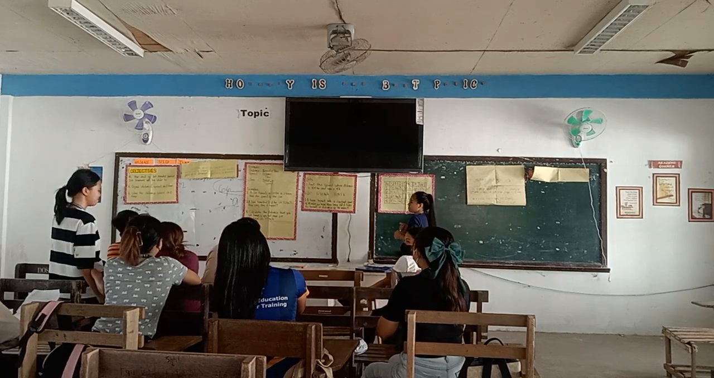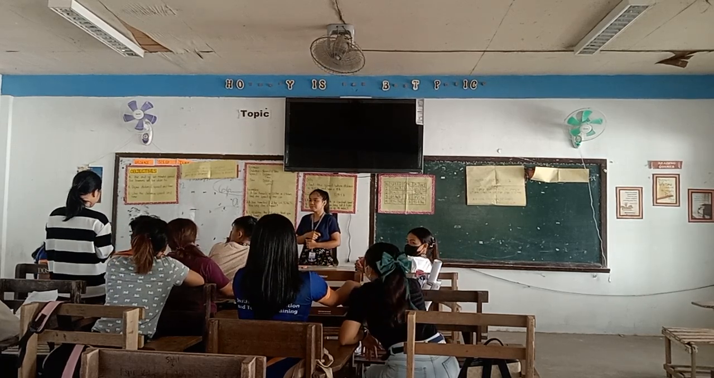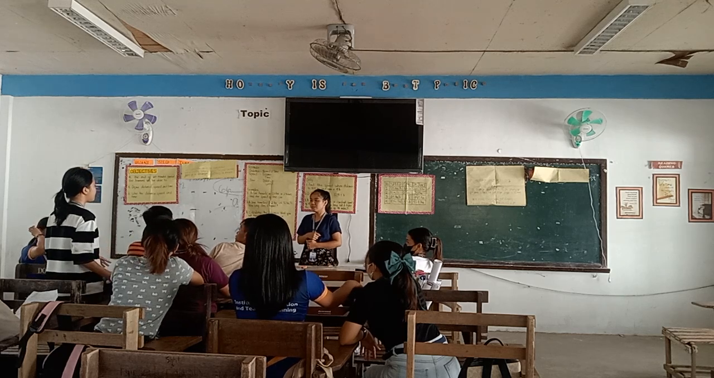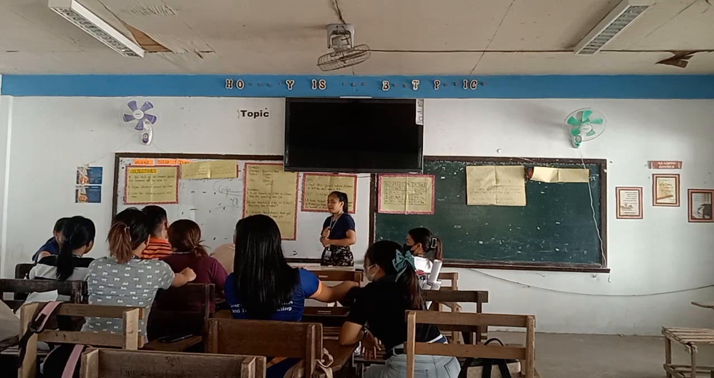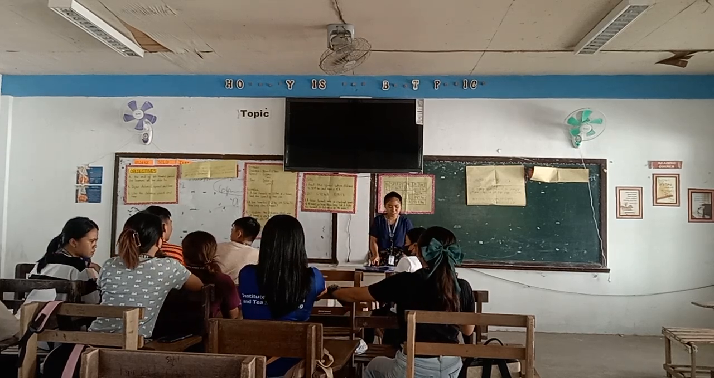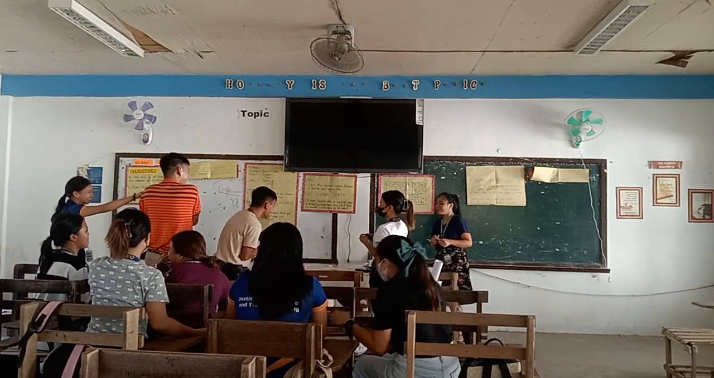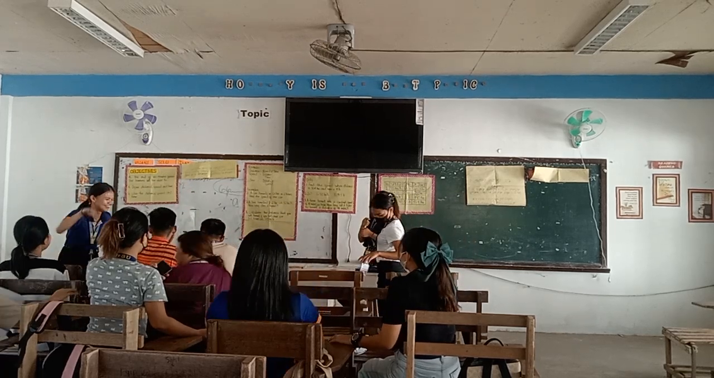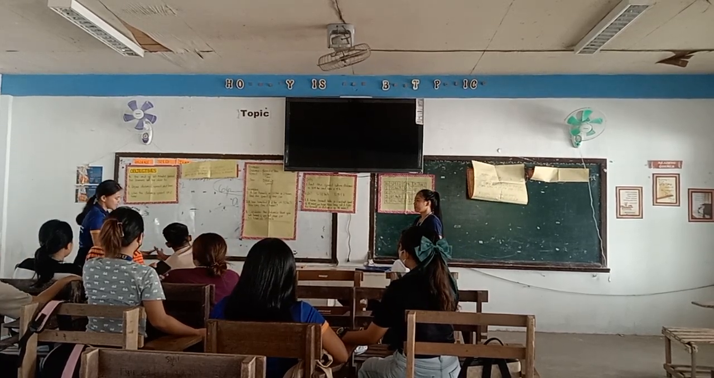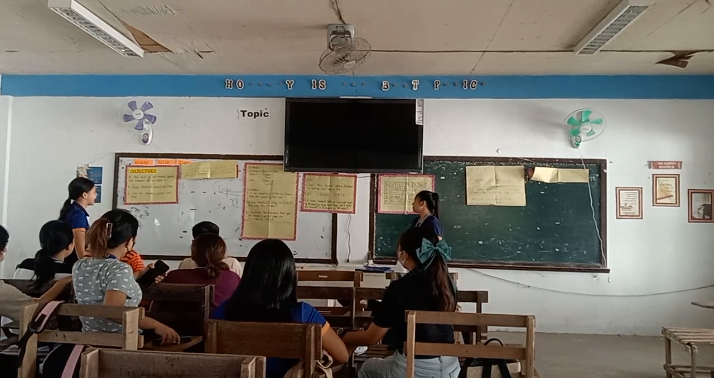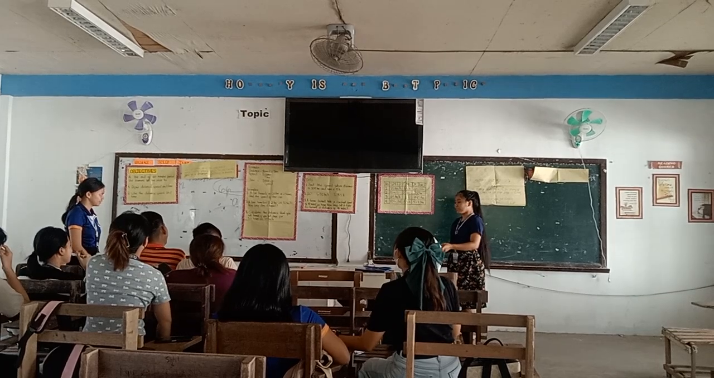So now, answer my question. What is distance, Angela? Distance is the total length between two positions. And the formula of distance is speed over time. Okay, very good, Angela. So now, row 1. Recall, what's the formula of time? The formula of time is distance over speed po, teacher. Okay, very good.